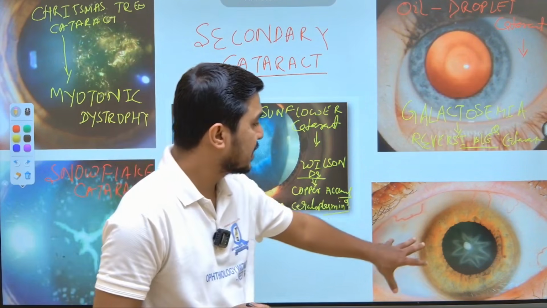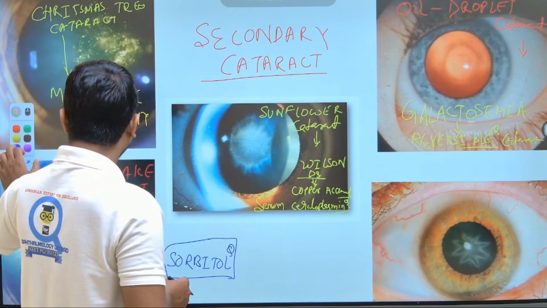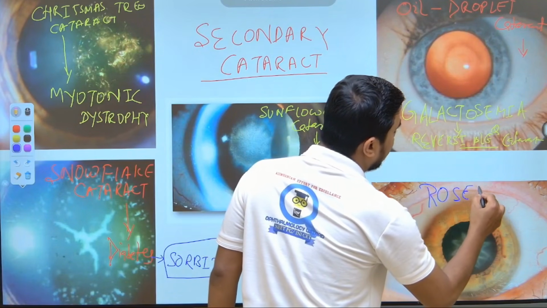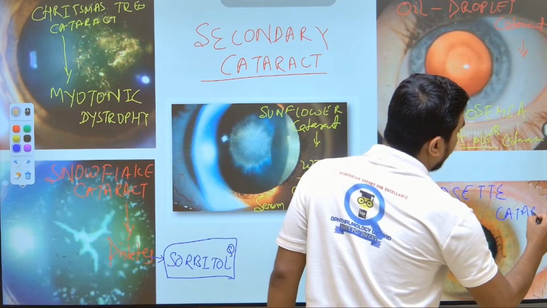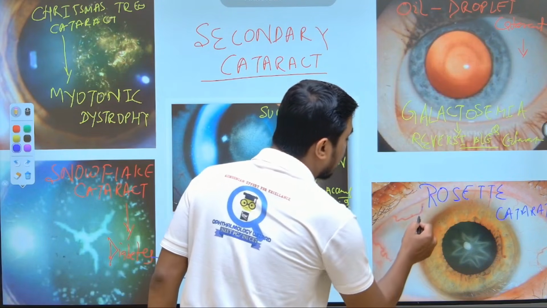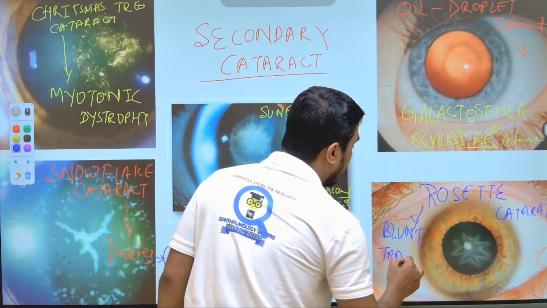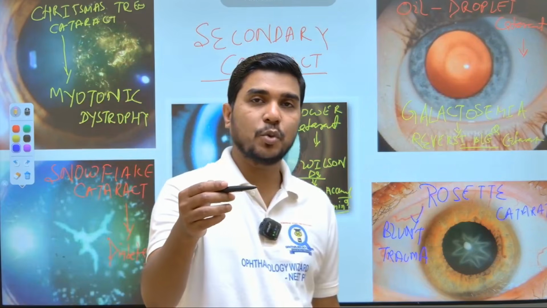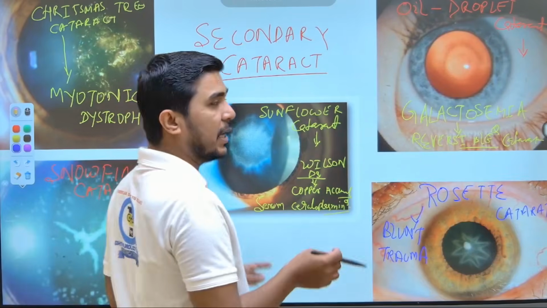Now coming to this, what type of cataract appearance is there? We can see it's a rosette shaped cataract. In which condition does this rosette cataract happen? It happens in blunt trauma. So obviously you need to know the other signs that you see in blunt trauma. We will be discussing this separately, right? So all about this, let's discuss fastly.